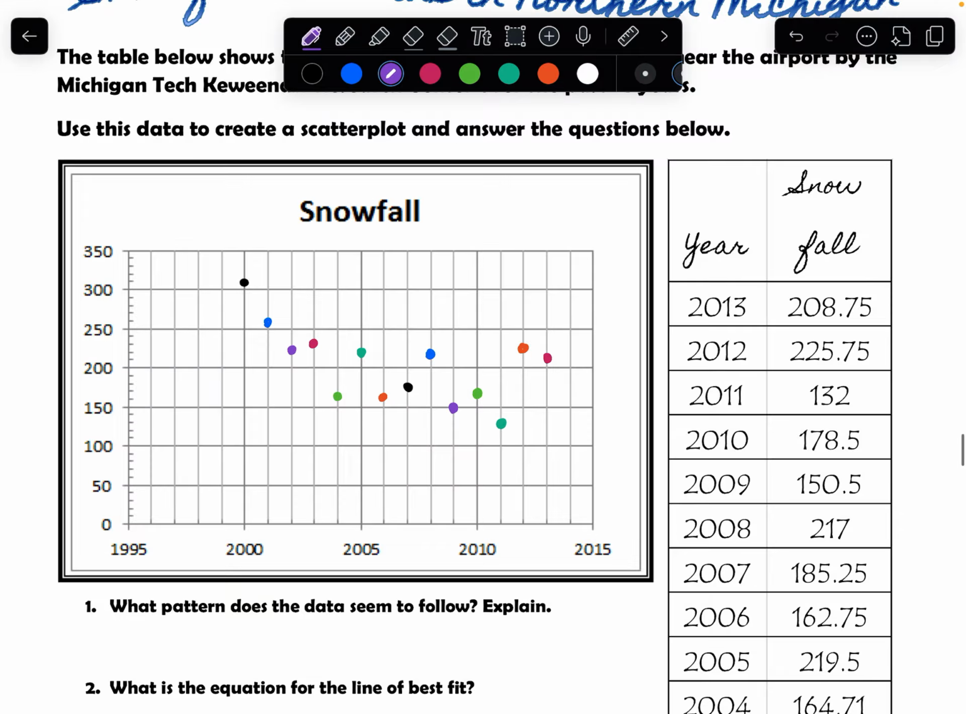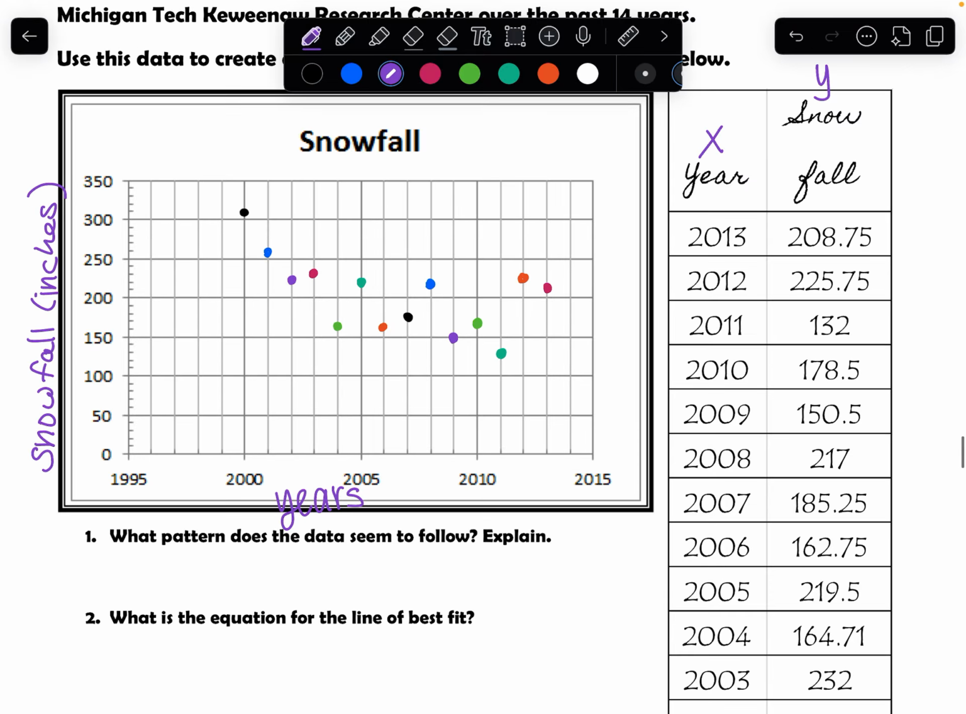So our year. We actually are missing some important information in this data since we're working with real world things. We would want to label our x-axis in years, and we would want to label our y-axis in snowfall. So I'm going to put snowfall. I know that's our title. And so this is why we're going to put inches, so we know what we're working with.